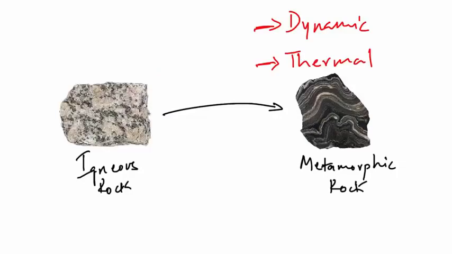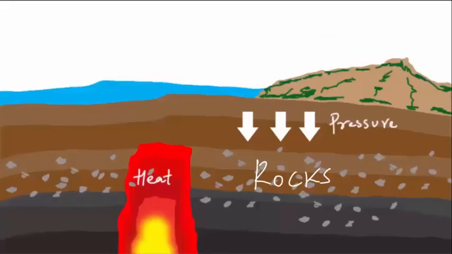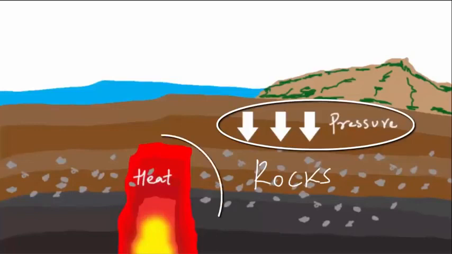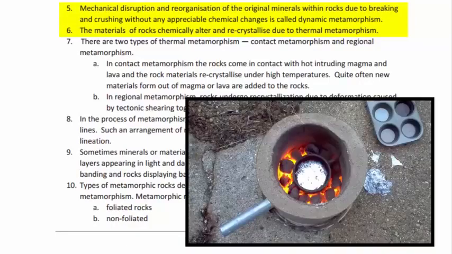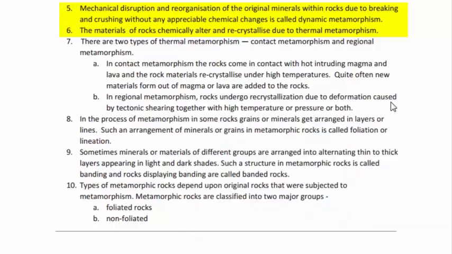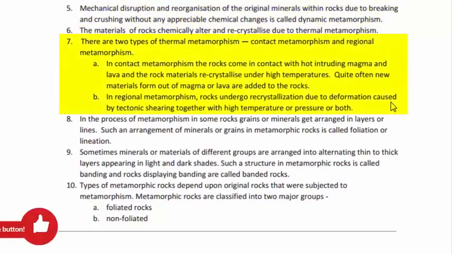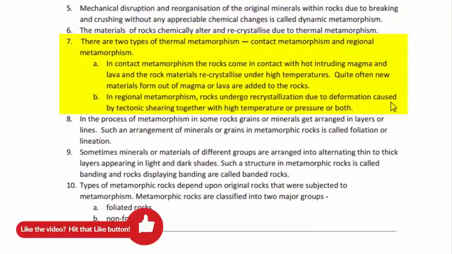Now rocks undergo dynamic as well as thermal change. So one is due to pressure of the massive weight of the landform and the other is due to heat from the interior of the earth. It is very easy to remember this. In chemistry, if you want to separate the elements from a mineral, you basically heat it to a point that it melts. So thermal metamorphism does chemical alteration to the rocks. Now under thermal metamorphism, there are two types. One is contact metamorphism and the other is regional metamorphism.